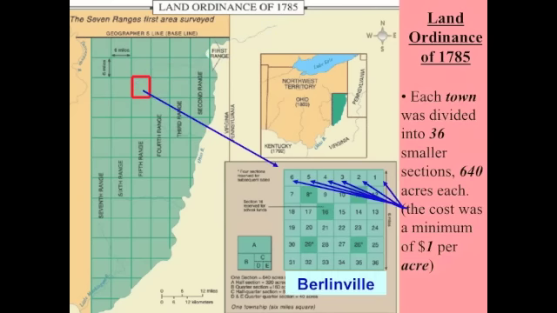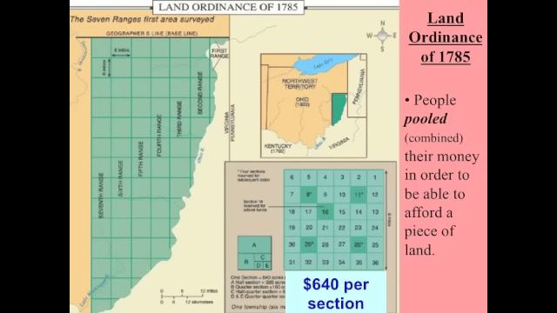Within these townships, or these 6 by 6 by 6 by 6 squares, each town was then divided into 36 smaller sections at 640 acres each. And then you would sell off these acres at $1 per acre. $1 doesn't seem like a lot today, but back then $1 was a lot.